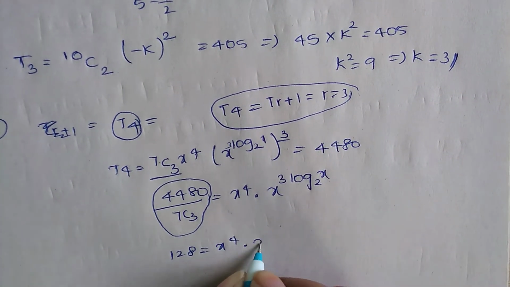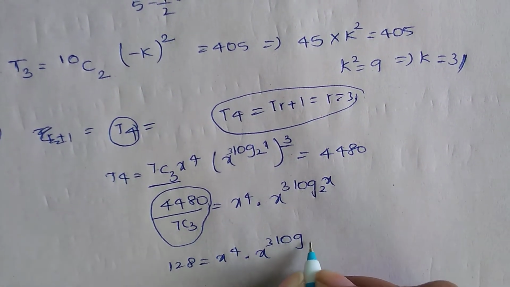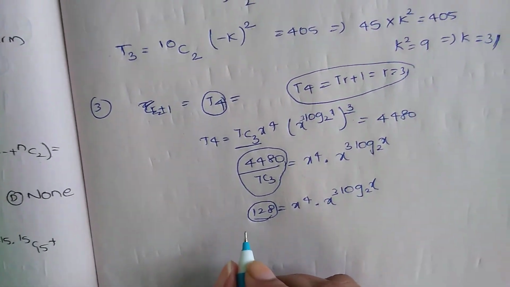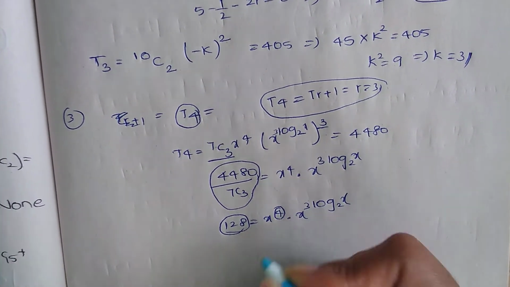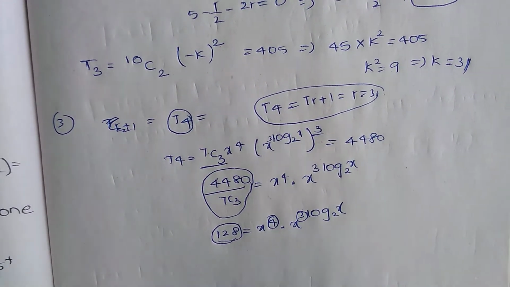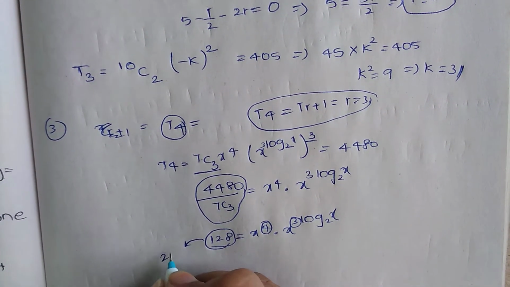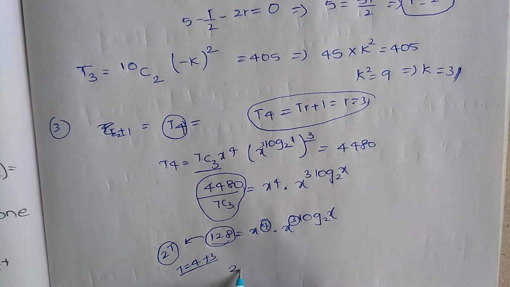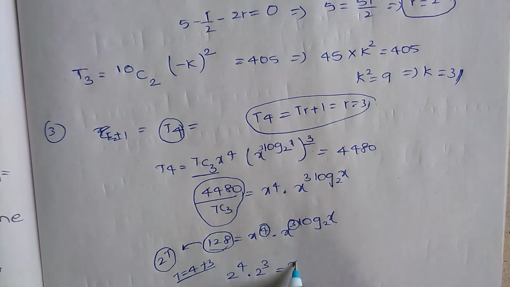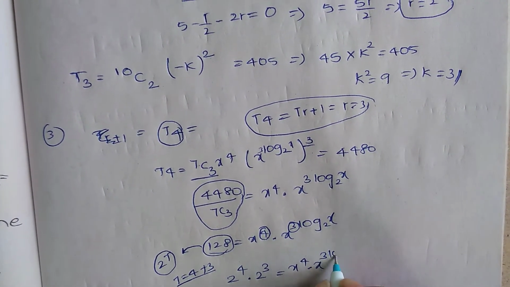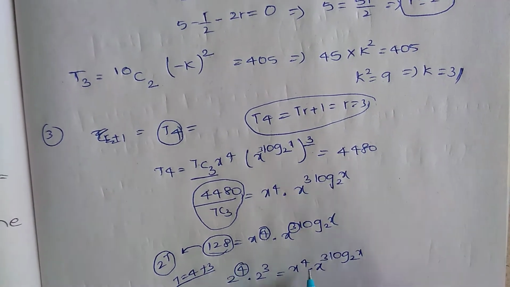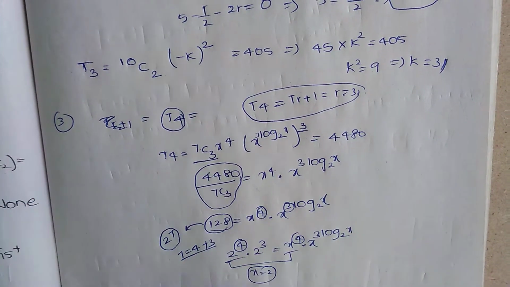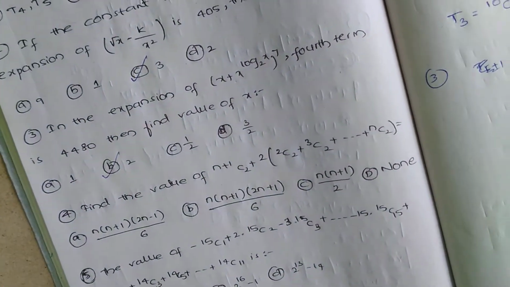128 is equal to x power 4 into x power 3 log base 2 x. Now, what can you write 128 as, in terms of base, like power 4 and 3? How is it possible? 128 can be written as 2 power 7, and 7 is 4 plus 3. So we can write it as 2 power 4 into 2 cube, which is equal to x power 4 into x power 3 log 2x. So what is our x value by this? Equate these both. What do you get? x is equal to 2. Yes, it is option B.